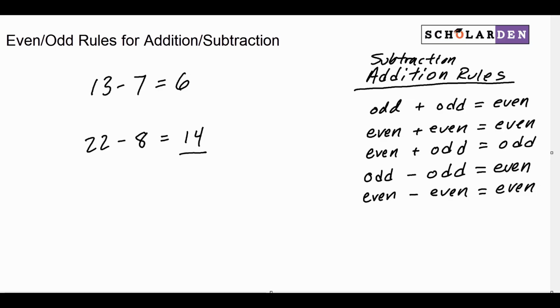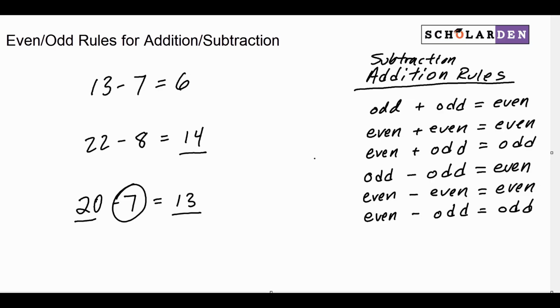So that's even. And finally, when we get an even minus an odd, or an odd minus an even, for example, 20 minus 7, we get 13. Even minus odd, odd. Again, just like an even plus an odd. And again, just to be clear, the order doesn't matter in terms of even odds here. If it's an odd minus an even, you'd also get an odd.